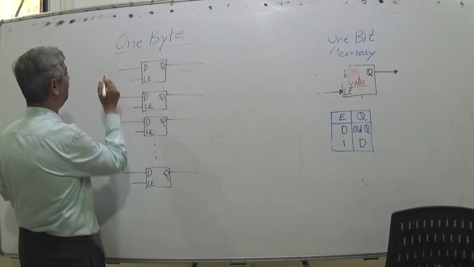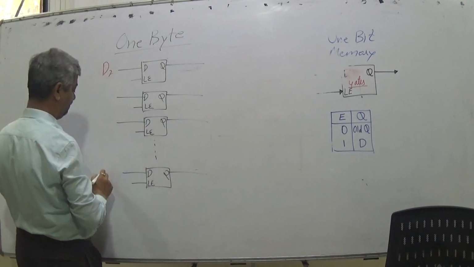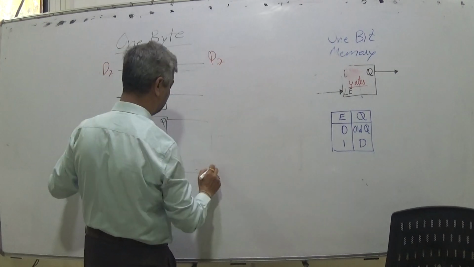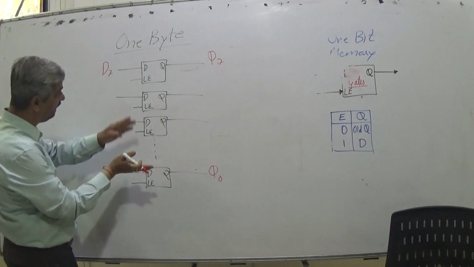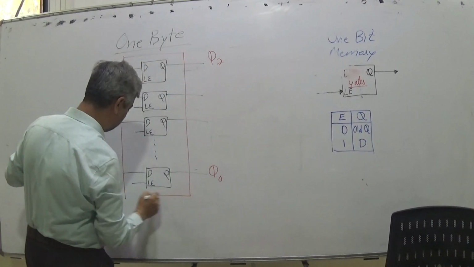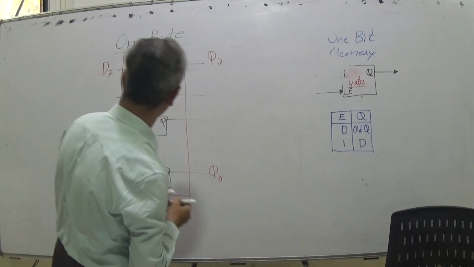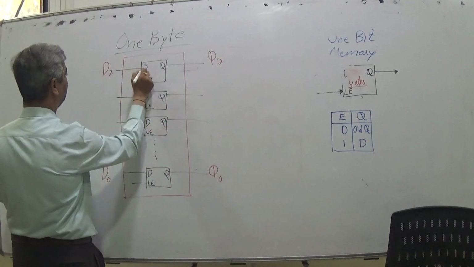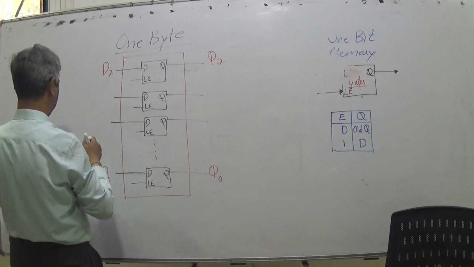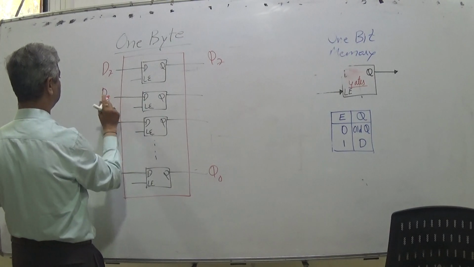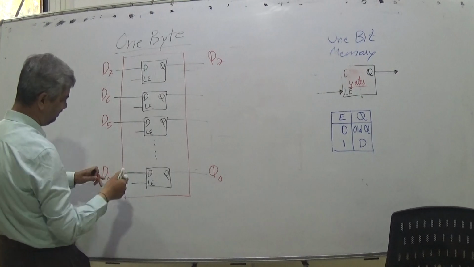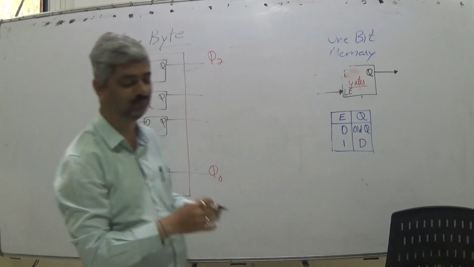How would the 1 byte memory location be? This pin I will now call as bit number D7. The last is bit number D0. This output is Q7 and Q0. So there are 8 such single bit memory locations. So 8 bits comprise a byte. This is D7, this is D6, D5. So there is a convention, you start from 0 and not from 1.